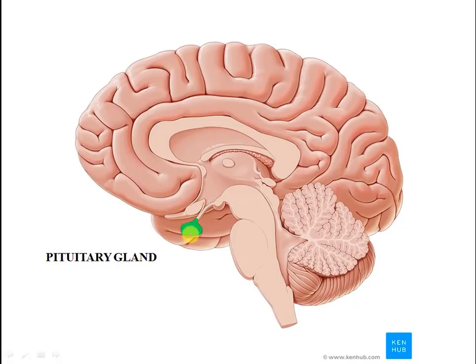The pituitary gland is at the inferior surface of the brain. As you can see, it's suspended by this stalk, and it's located inside the base of the skull, protected inside a bony fossa. This bony fossa is called sella turcica or hypophyseal fossa. It is called hypophyseal because the other name for the pituitary gland is hypophysis.